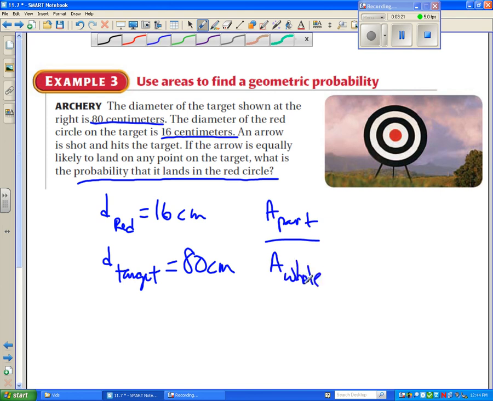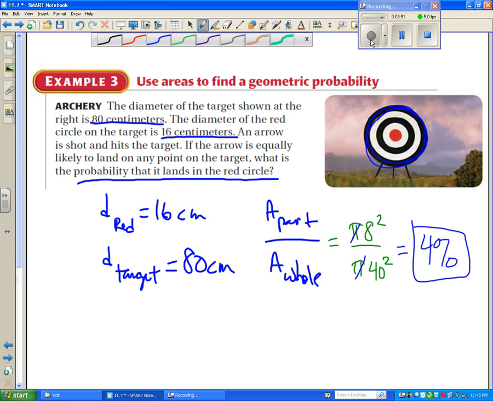All we do is just find the values we need for the formula. Notice this is the area of a circle, so pi r squared. R is half the diameter, so it's 8 squared. And then pi r squared, the whole diameter is 80, which means that half of it is 40. And you just simplify this. Notice the pi's cancel. That means we're down to 8 squared over 40 squared, which I get to be 4%. There's a 4% chance that something landing on this target will actually land on this red zone.